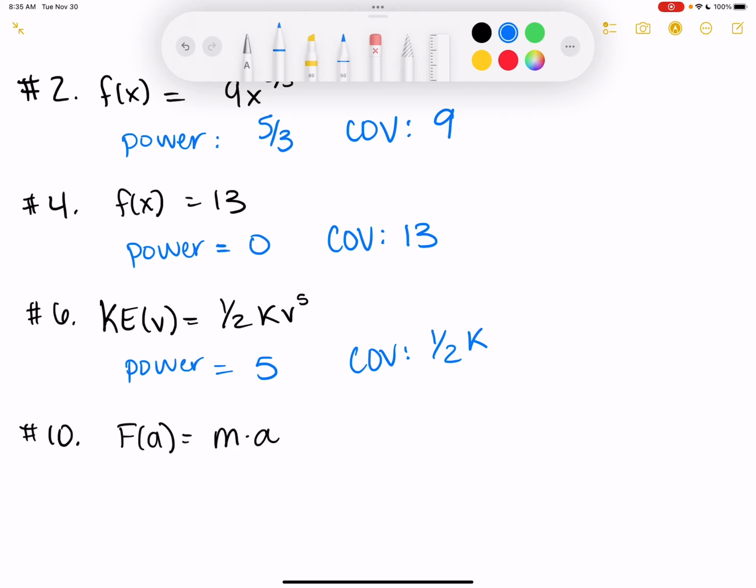Power is 0? Remember we just went over this. Is it 1? Because there's actually an exponent, it has to be 1. With respect to A, there's a 1 on A, so the power is 1. And then what would the constant of variation be?